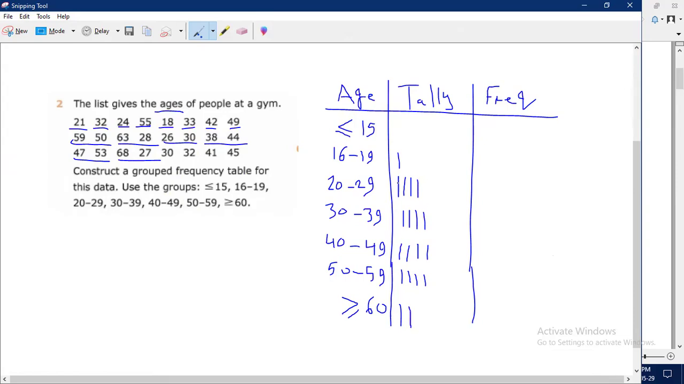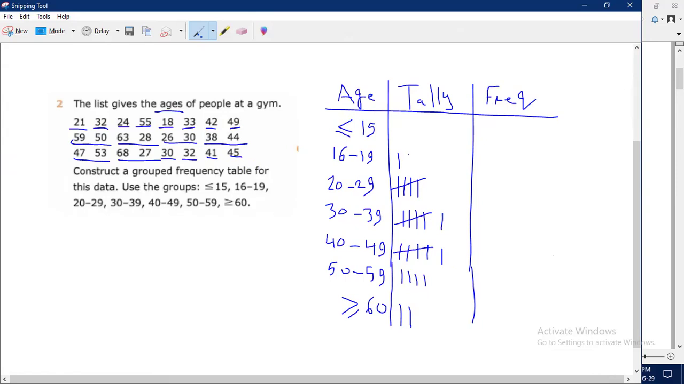Now 27, look, we have 1, 2, 3, 4. Now 5 will be like this. It's easier for us to count. Then 30, also 5, 32. Now we start a new group. 41, it's 5, 45, a new group as well. So as you see, we underline all the values.